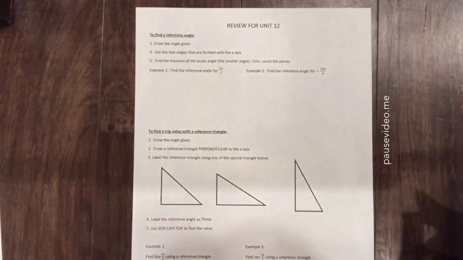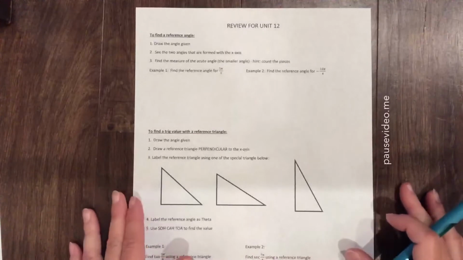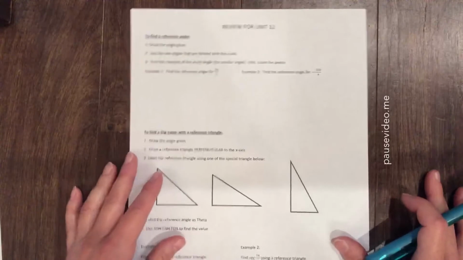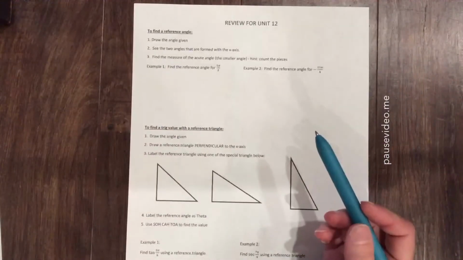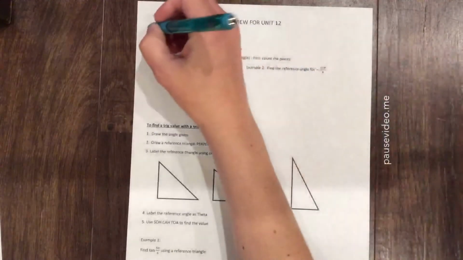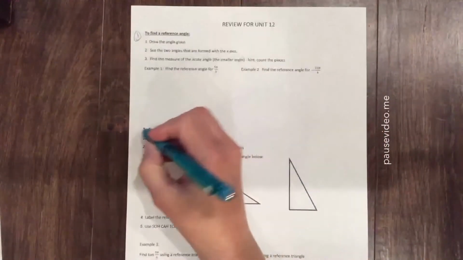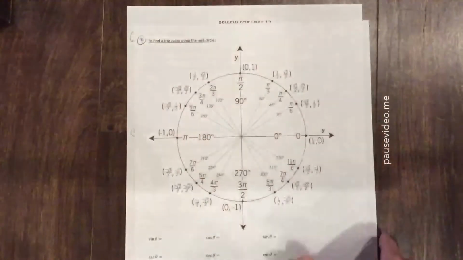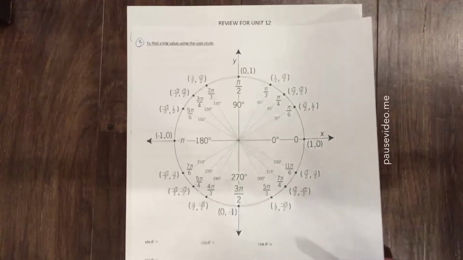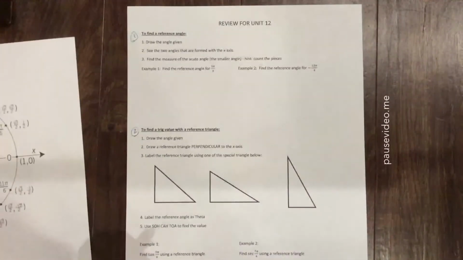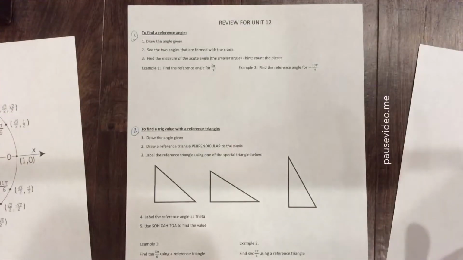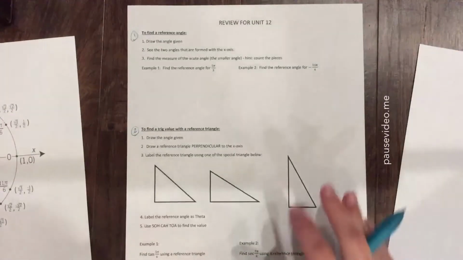Hey guys, I am going to do a review for everything you're supposed to know for Unit 12 before you take the test. So let's take a look here. There are going to be three main things that you need to know how to do. One, you need to know how to find a reference angle. Two, you need to know how to find a trig value with a reference triangle. And three, you need to know how to find a trig value using the unit circle. So those are three basic things that you need to know how to do. If you can do those three things, you are going to ace this test. You are going to be ready.